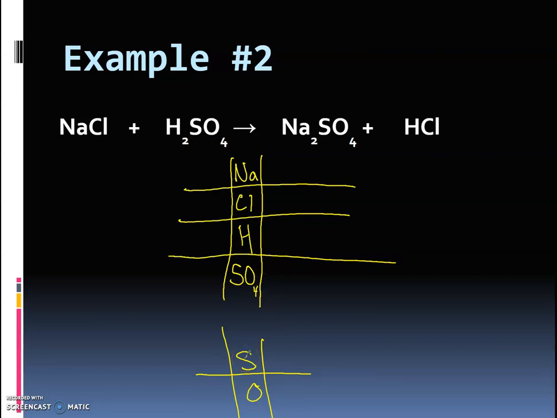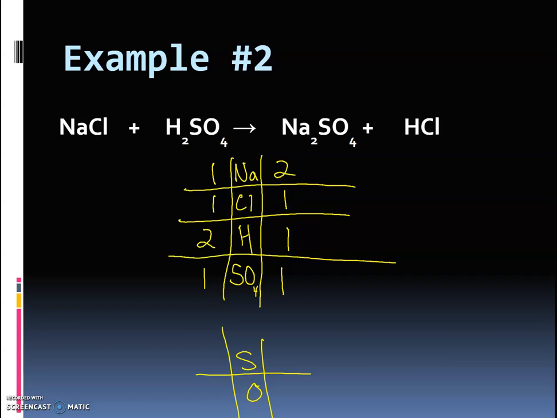Okay? Now, on the left-hand side, I have one Na, I have one Cl, I have 2 H's, and how many SO4s do I have? I have 1 sulfate. On the right-hand side, they're going to be in a different order. Remember, they're rearranged. So I have 2 Nas, I have 1 SO4, I have 1 H, and I have 1 Cl. Okay, switch your colors.